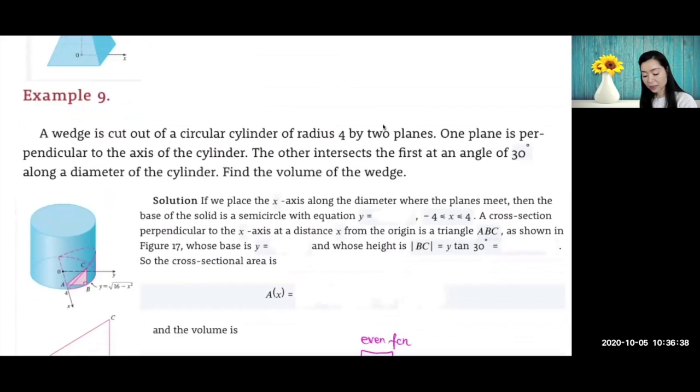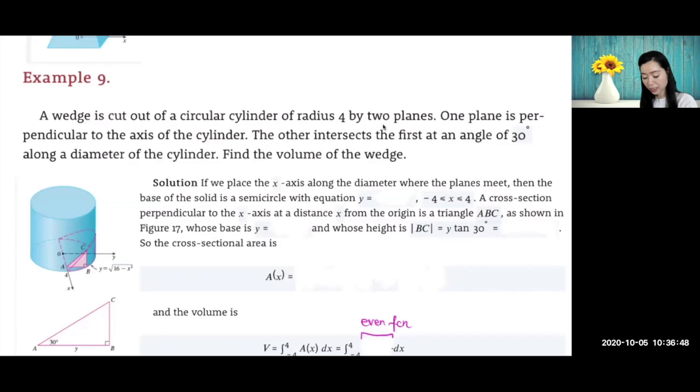Example 9. A wedge is cut out of a circular cylinder of radius 4 by 2 planes. The first plane is going to be perpendicular to the axis of the cylinder, so the first plane will be this plane right here. The second one will be this plane right here. It's going to intersect with this horizontal plane over here at an angle of 30 degrees. So we're trying to find the volume for this wedge over here.